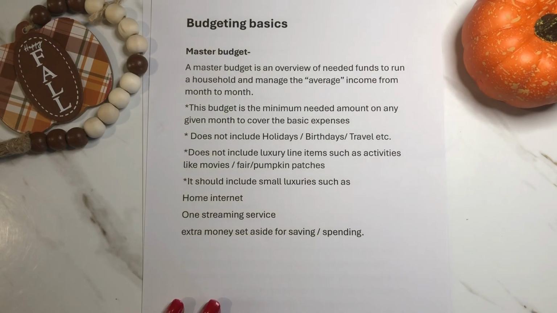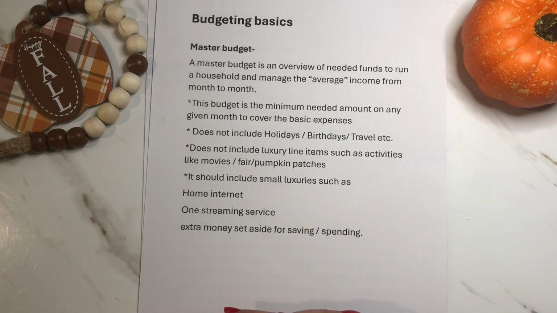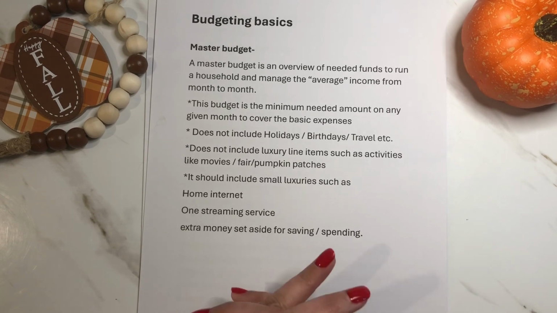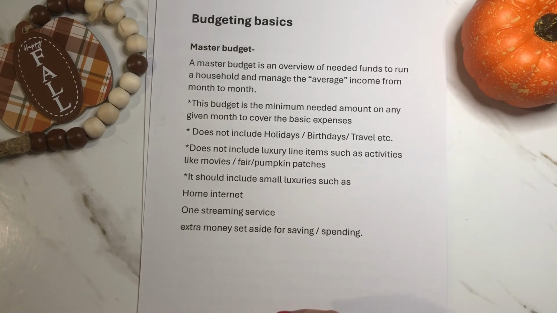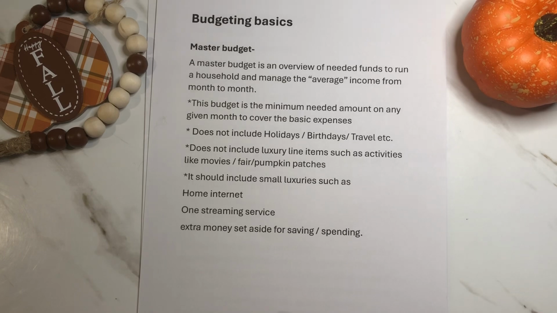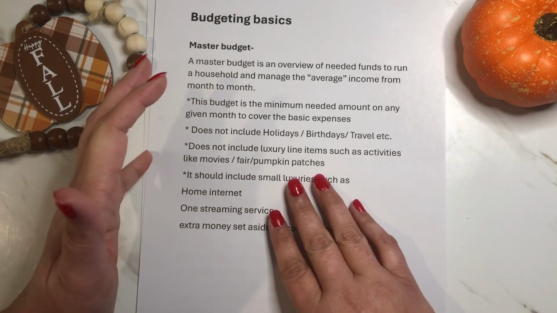So basically, your master budget is an overview of your needed funds to run a household and manage the average income from month to month. So this budget is the minimum needed amount on any given month to cover the basic expenses. It does not include holidays, birthdays, travel, or anything of the sort. It does not include luxury line items such as activities like movies, fair, pumpkin patches, Christmas presents. It does not include that. It should include some small luxuries such as home internet, a cell phone, maybe Netflix. And it also should include some extra set aside money for things such as debt or savings for the future.